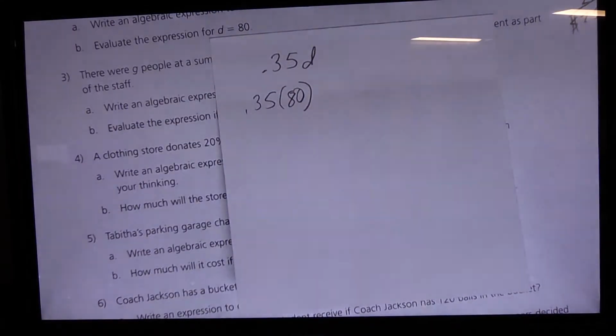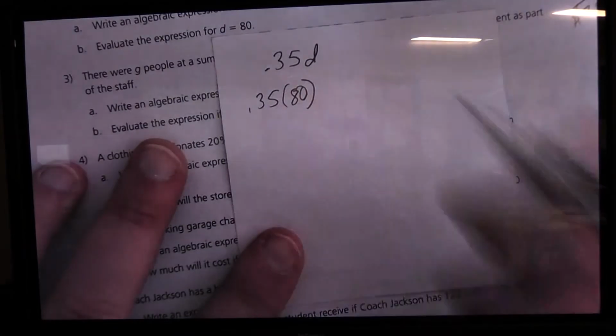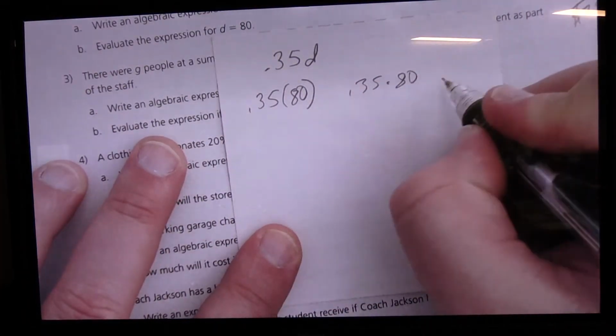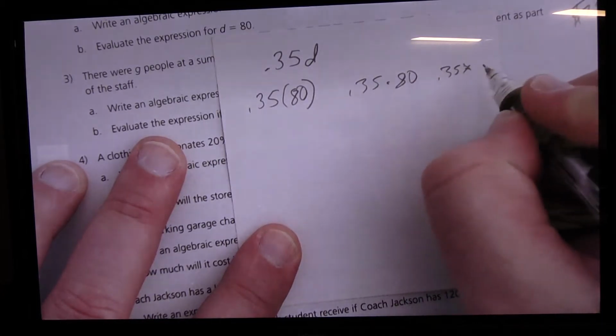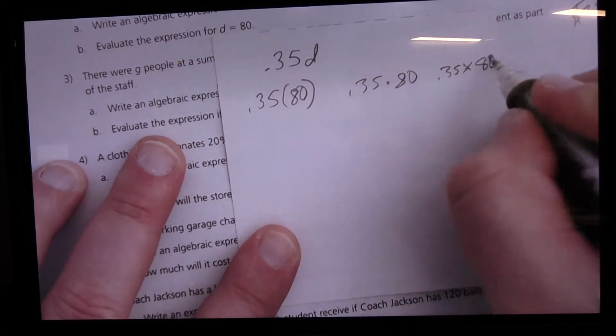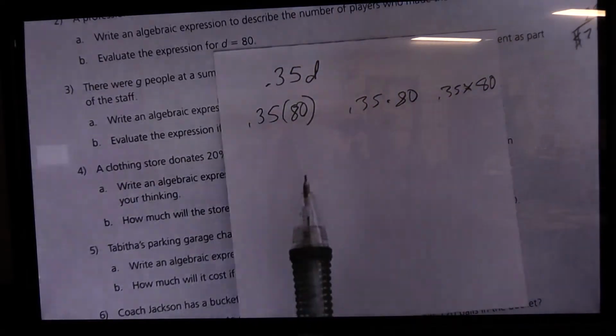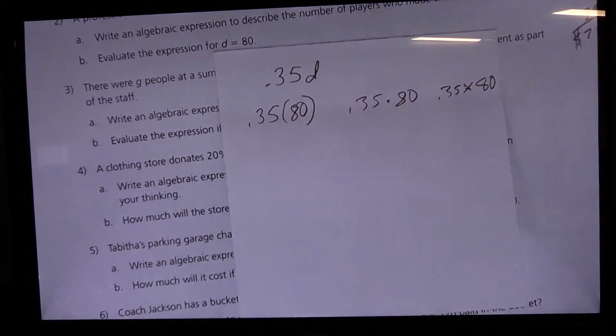Now you can write it all kinds of ways. You could write it out 35 hundredths with the multiplication dot 80. You can say 35 hundredths with the X multiplication symbol 80. There's all kinds of ways, but when I was going to school, this was the way we did it. So I always just write it 35 hundredths and then in parentheses I'll put 80.